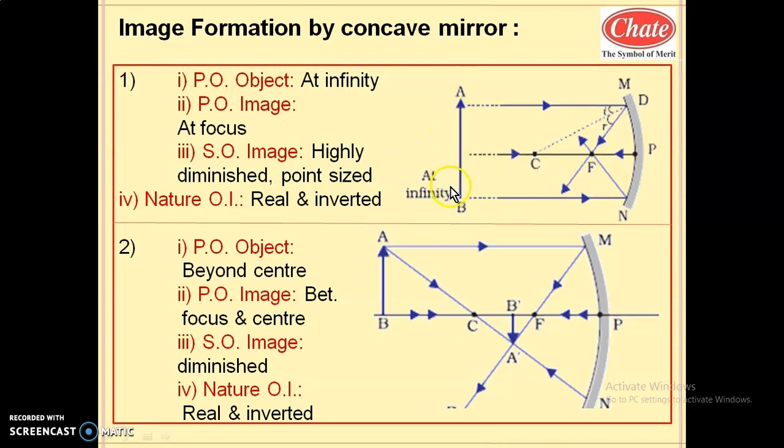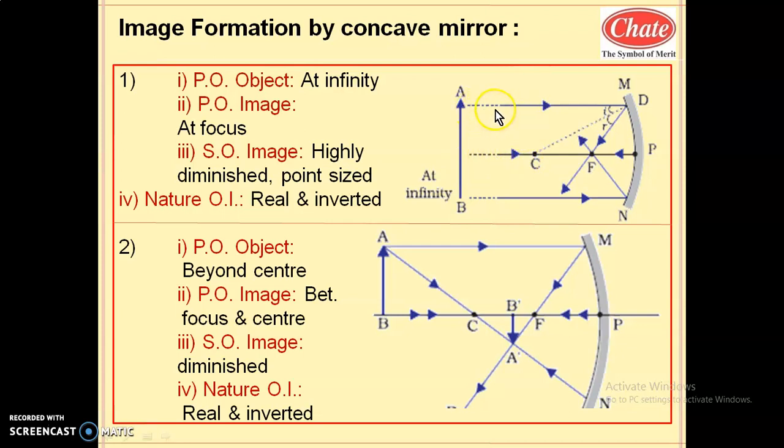This is the object at infinity, shown by a dotted line. The rays are coming from the end points of this object. One end point is A, another end point is B. The rays coming from the end points are like this. This is the principal axis. A ray is also passing along the principal axis.